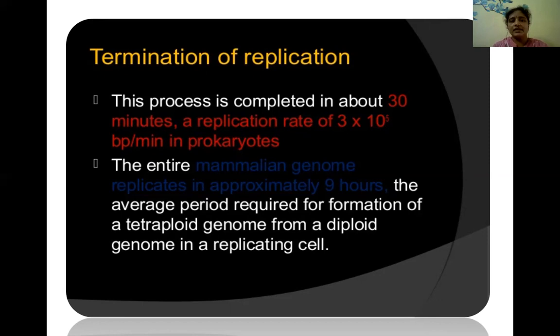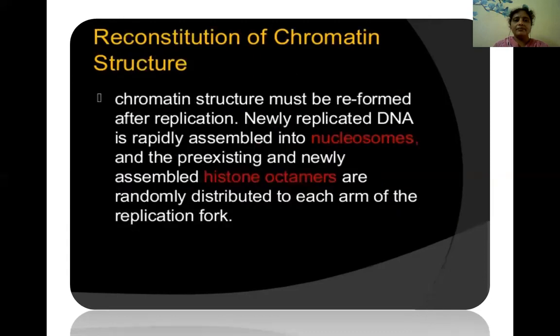A replication rate of 3 times 10 to the power of 5 base pairs per minute in prokaryotes. The entire mammalian genome replicates in approximately 9 hours. This is the average period required for a mammalian tetraploid genome from a diploid genome in a replicating cell.